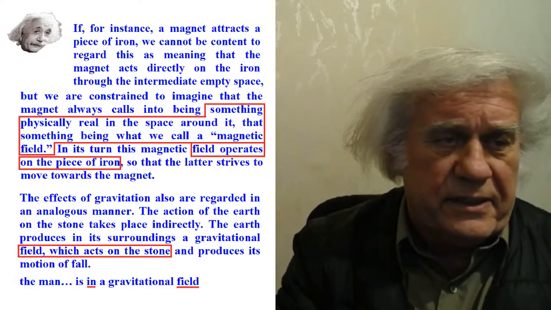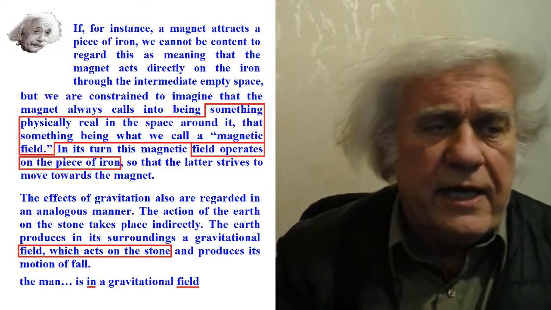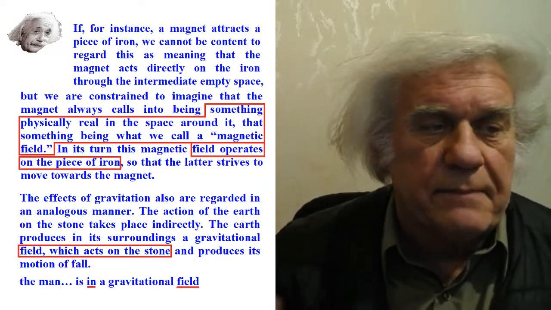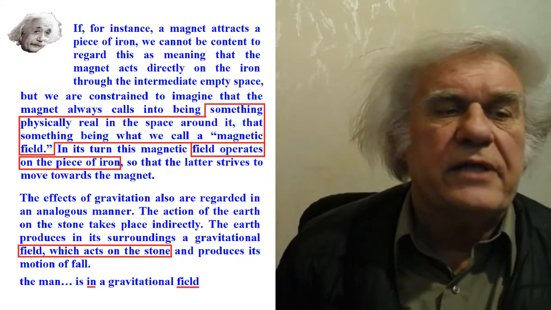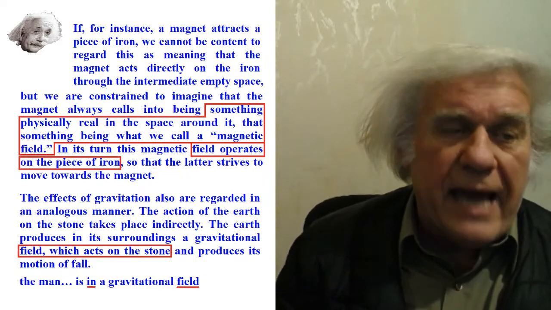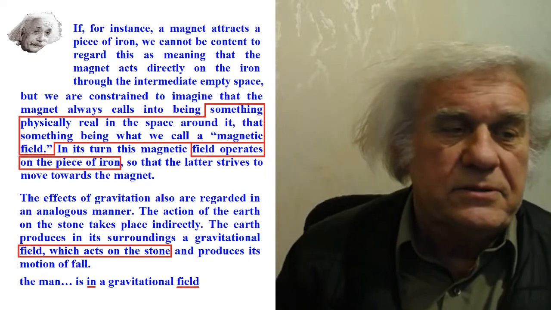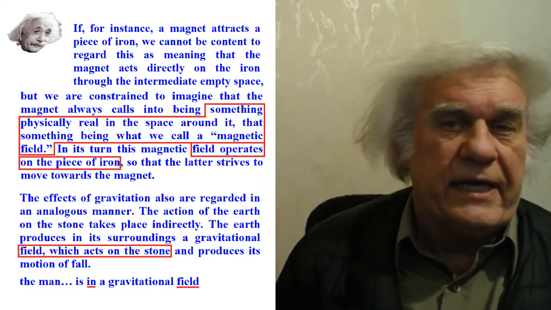And so we can't avoid the abstraction. That's what he's saying. So Feynman was suggesting voodoo physics, okay? And what did Einstein propose? He said you need a physical mediator, but what did he propose? Well, here he is saying it in his book. If, for instance, a magnet attracts a piece of iron, we cannot be content to regard this as meaning that the magnet acts directly on the iron through the intermediate empty space, okay?